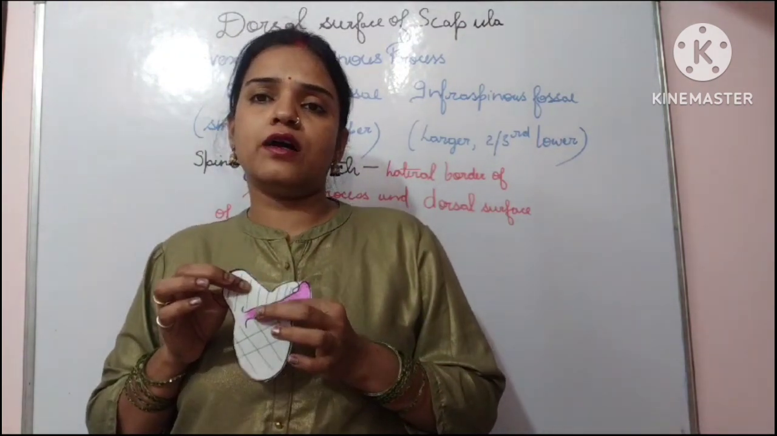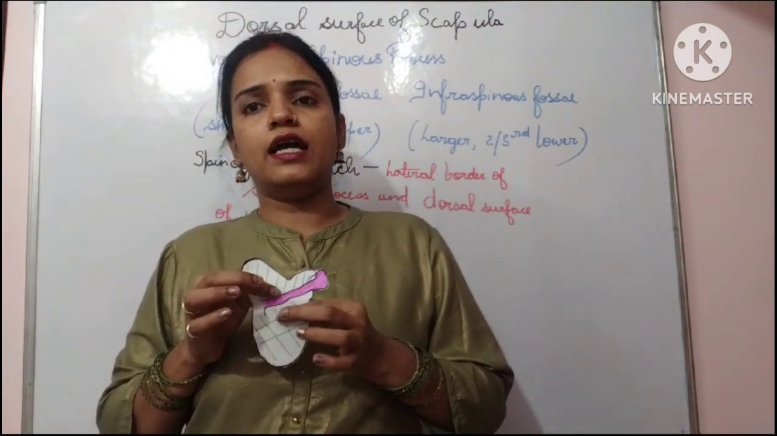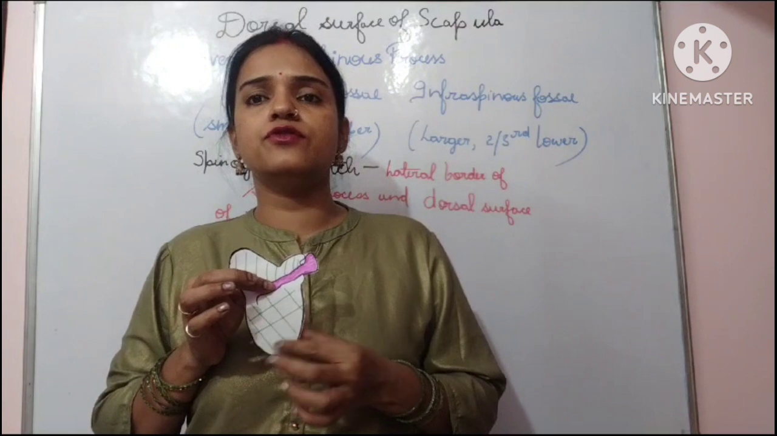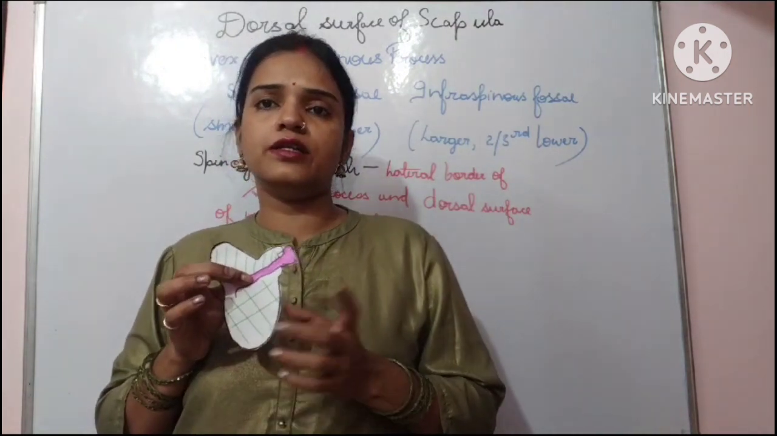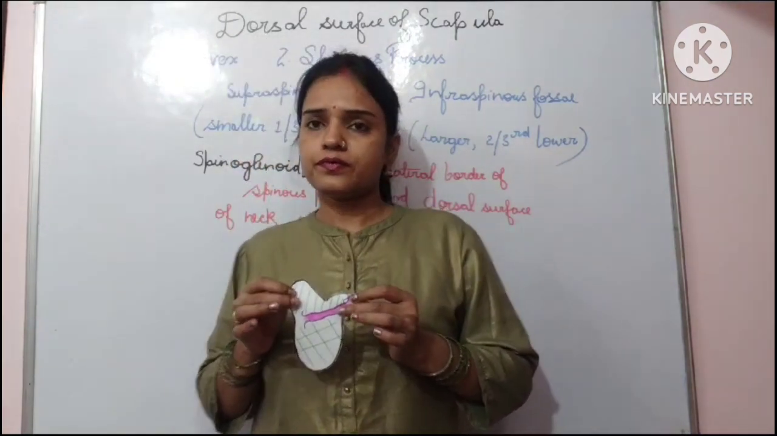So the upper supraspinous fossa is 1/3 and the lower infraspinous fossa, as you can see, is larger in area and it is 2/3 of the total surface.